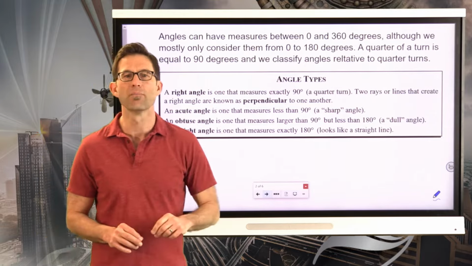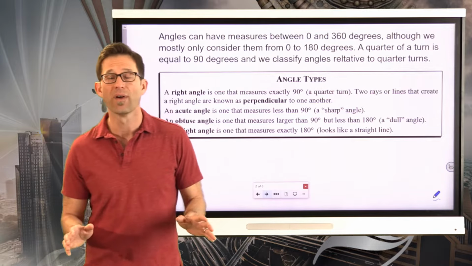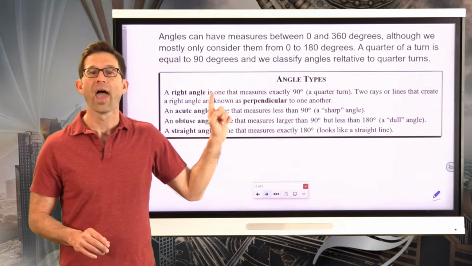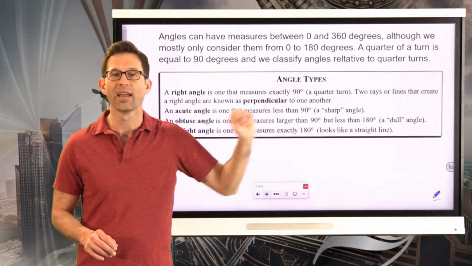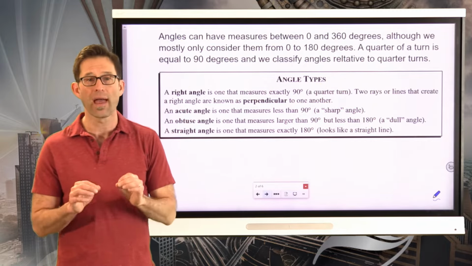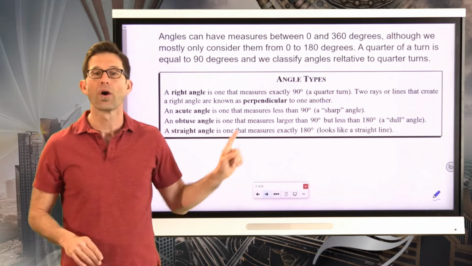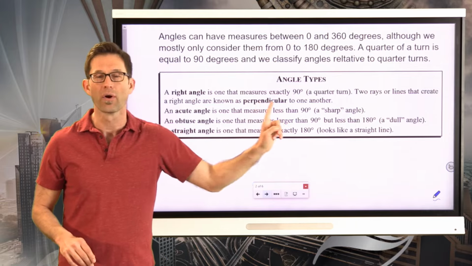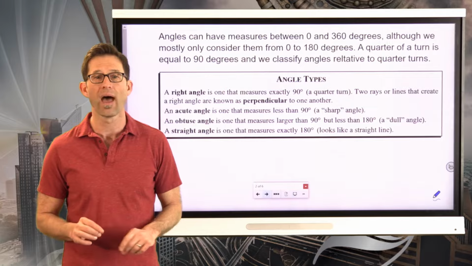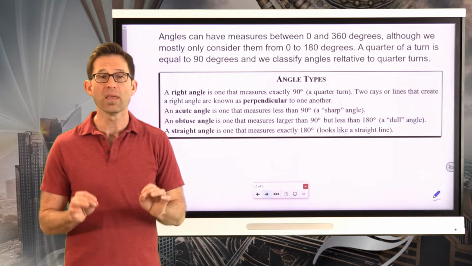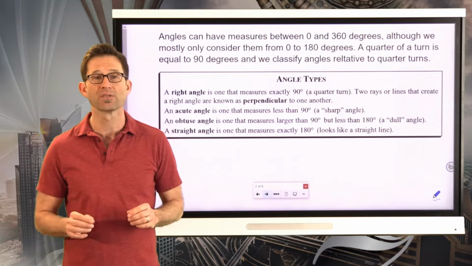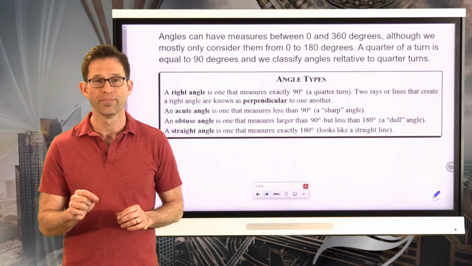So let's talk about some important angle types. One type of angle that's extremely important, not a surprise, is what's known as a right angle, and it's one that measures exactly 90 degrees. Now, two rays or lines that create right angles, 90-degree angles, are known as perpendicular to one another. It's a very, very important word. It's going to come up in a lot of the geometry problems that we have. Perpendicular means that two lines or two rays or even two line segments form a 90-degree angle.